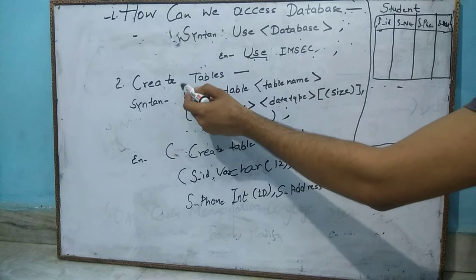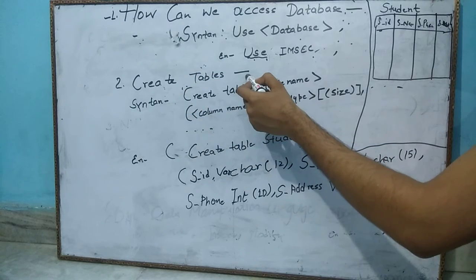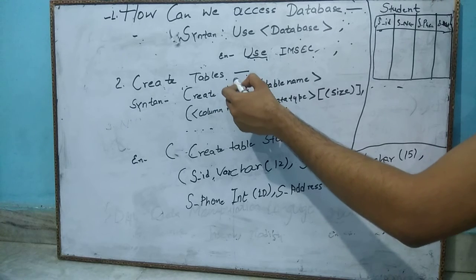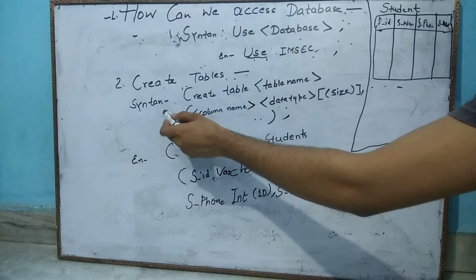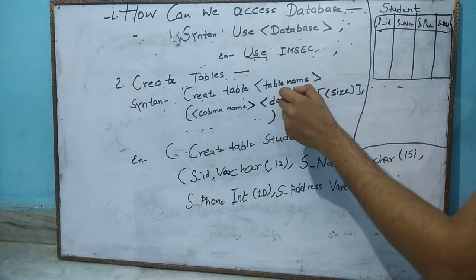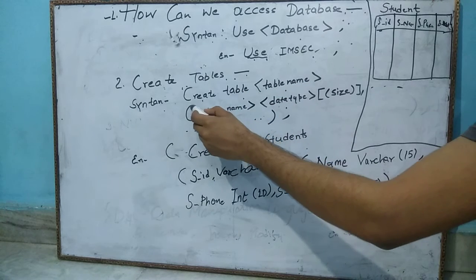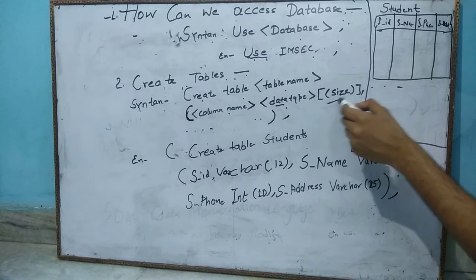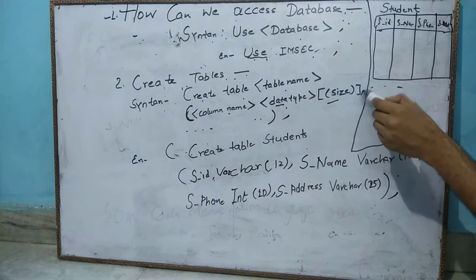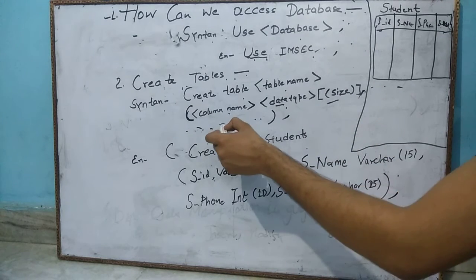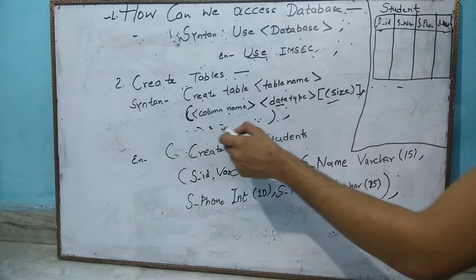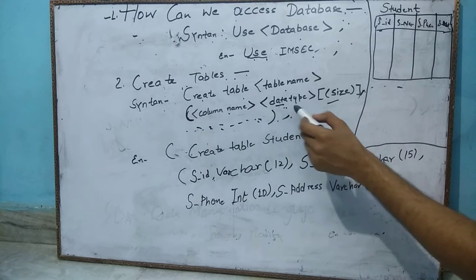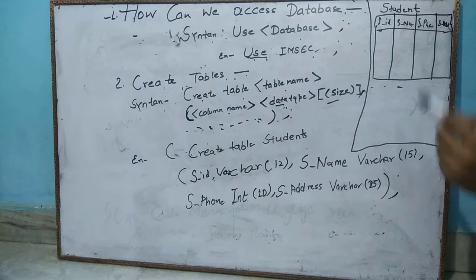For example, create tables in which we store the data. We create a structure of our table. Its syntax is create table, table name, column name with starting bracket, data type, size, terminated with comma, second column name, data type, size, and so on up to the number of columns which we want to insert in the table, and terminated with semicolon.